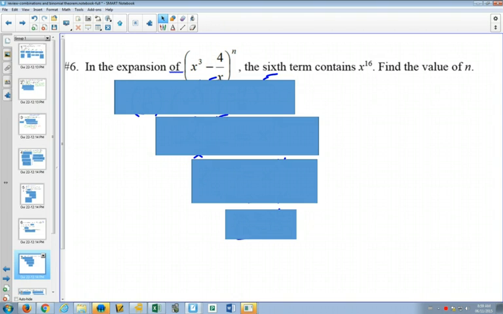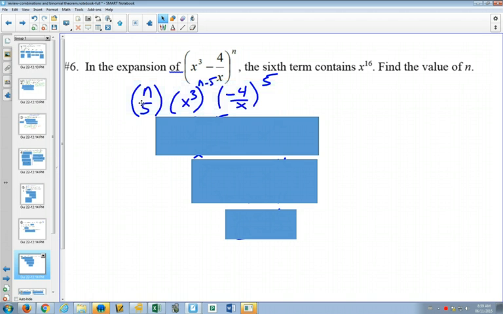So now we know it contains, in the 6th term, an x to the 16. You have to find the value of n. So what we have to start with, we plug everything into the formula that we know, except we don't know n.